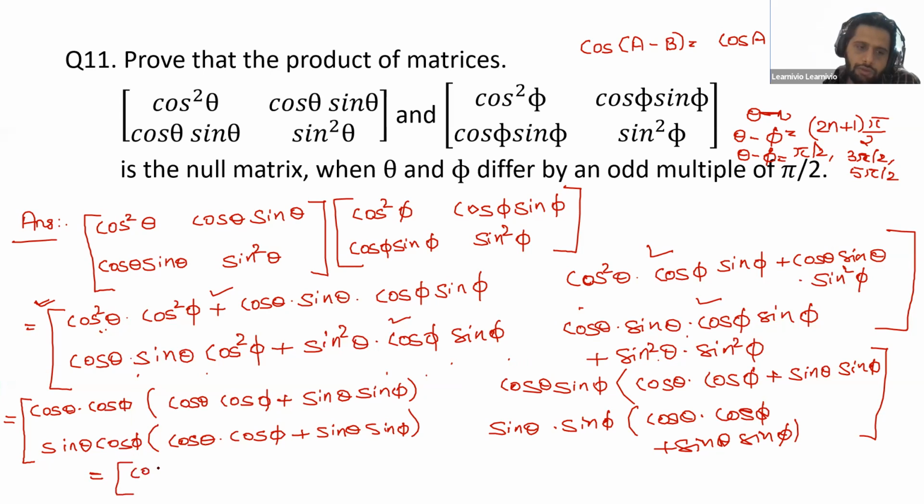So here you will get cos theta, cos phi, and this is the formula of cos theta minus phi. Similarly, in here also you will get cos theta minus phi. Similarly, here cos theta minus phi, cos theta minus phi. Okay, now Abdul, please tell me what's the value of cos 90?